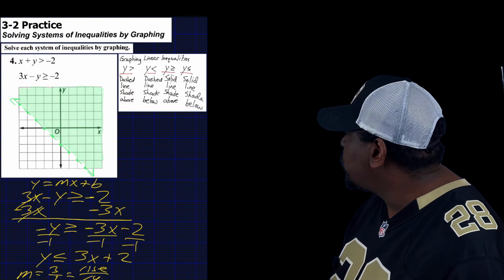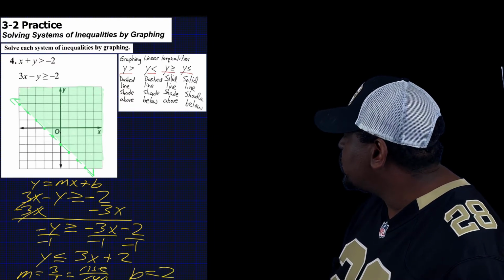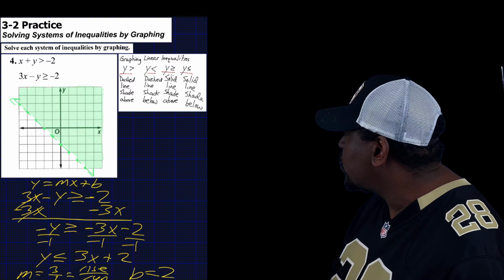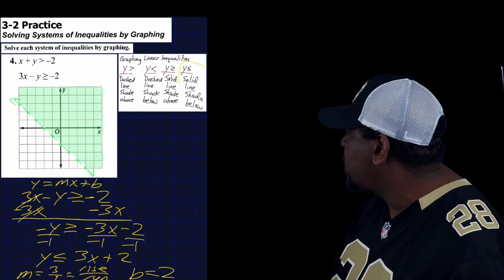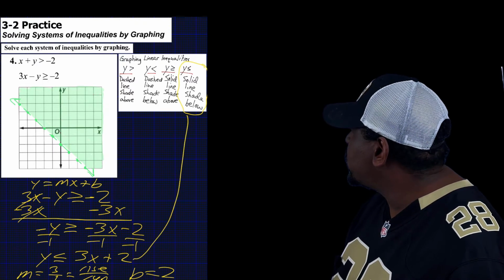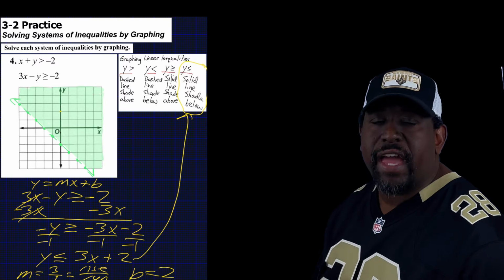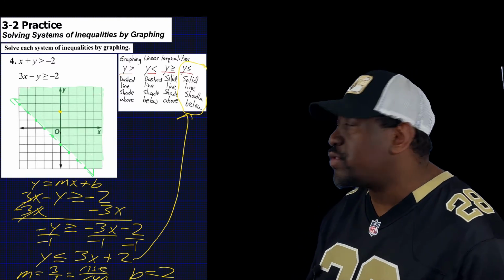So at this point, we will pull out m and b. The slope will be 3 over 1, because we want to write it in rise over run form. That's why we write it as a fraction. And our y-intercept is 2. So we circle the particular inequality that matches this problem, which is the y greater than or equal. So we will produce a solid line, and we will shade below the boundary line.